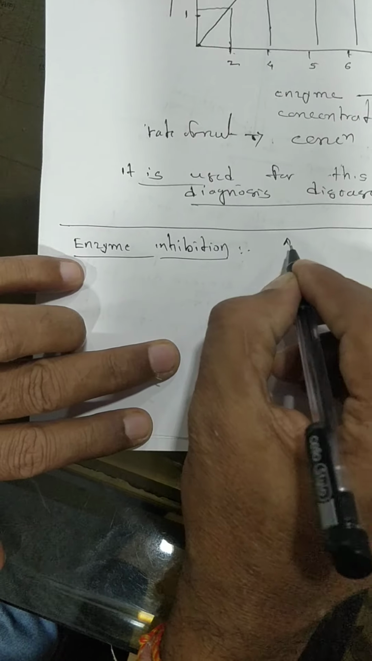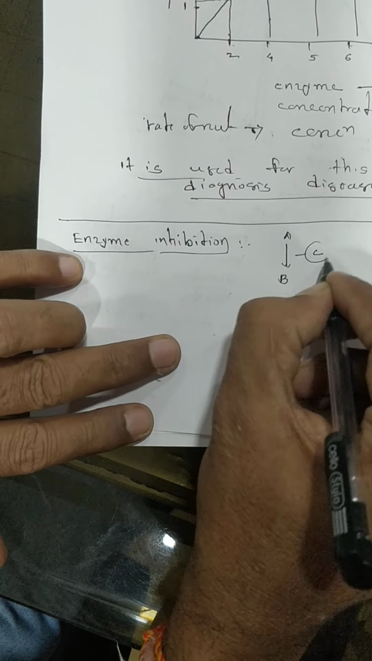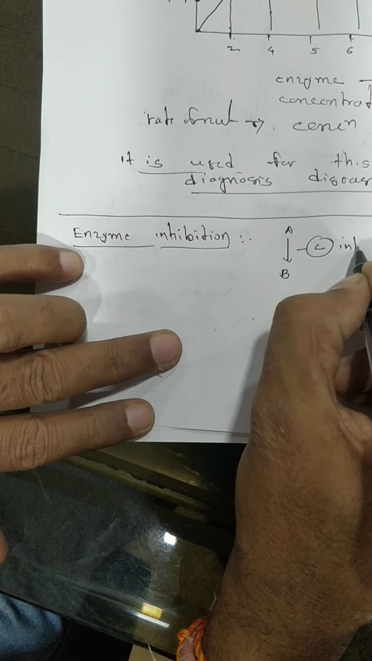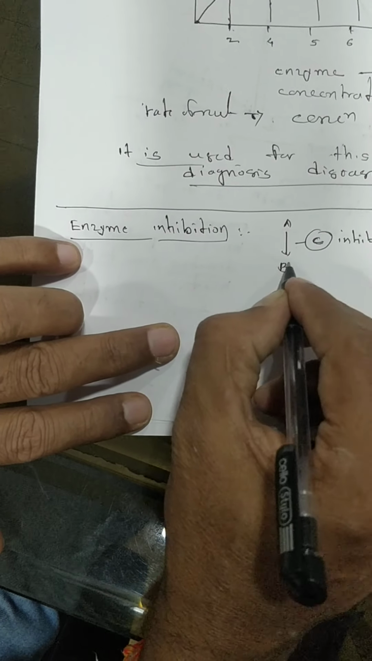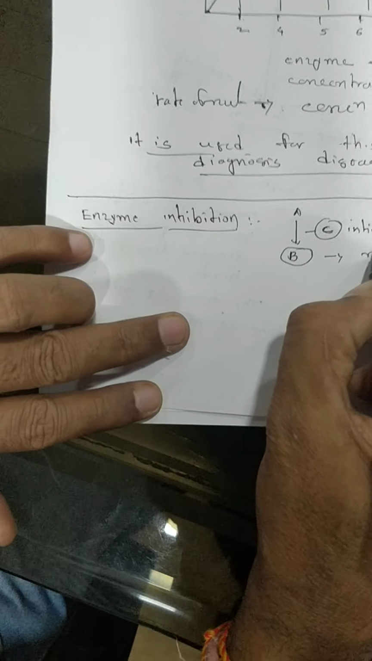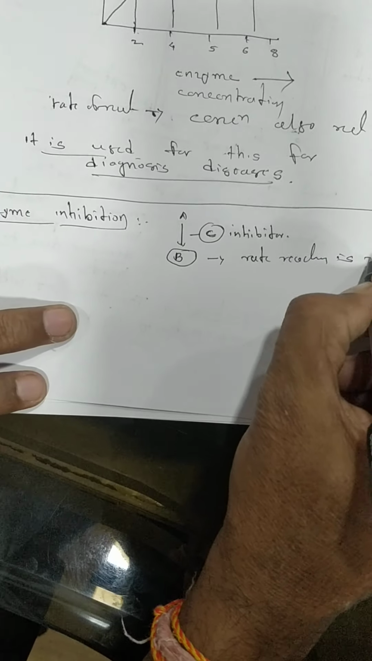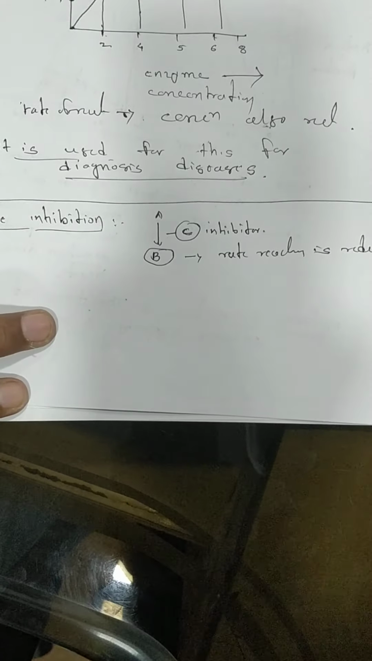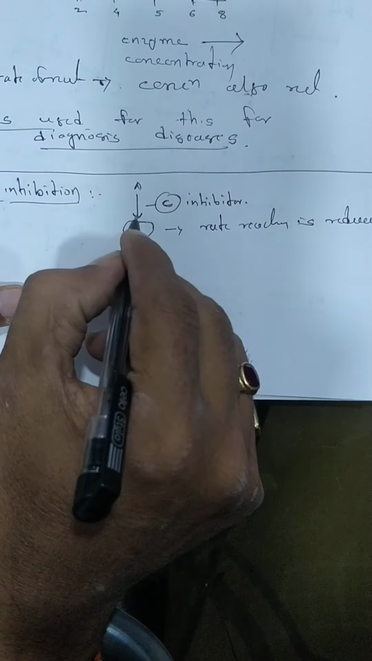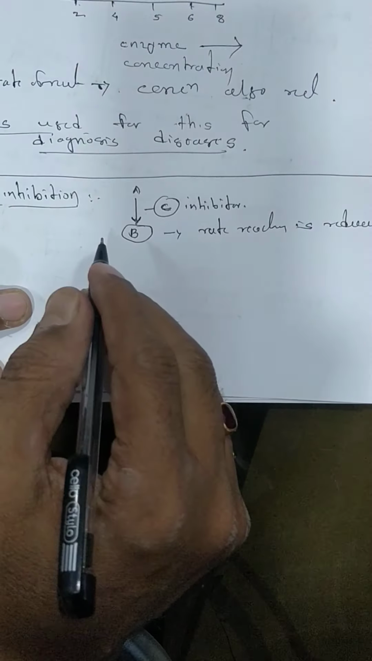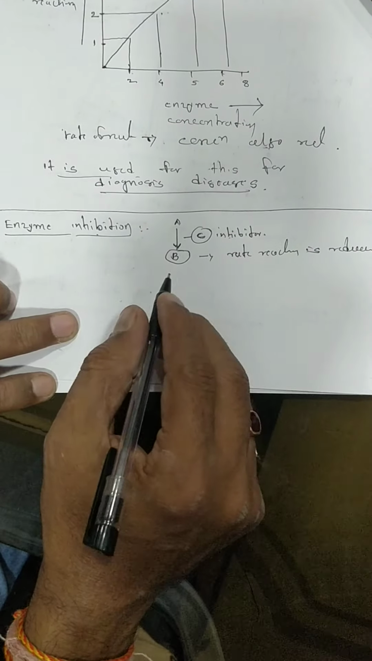For example, A converts to B and C acts as an inhibitor. With inhibitors the rate of reaction should be reduced or decreased. You are not getting the effect; the reaction should not get completed fast. What is the role of an enzyme? An enzyme increases the rate of reaction, but here the inhibitor is a substance that reduces the rate of reaction.